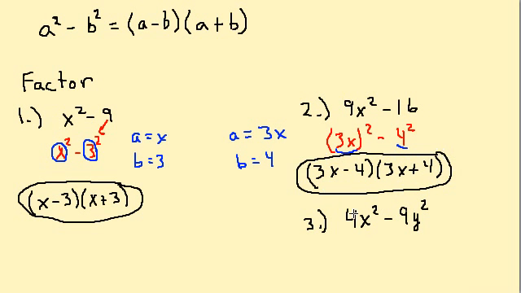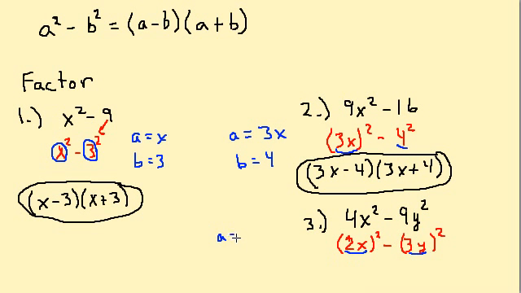Okay, let's take a look at this third one. I have 4x squared minus 9y squared. I noticed the 4x squared and the 9y squared, those are both perfect squares. Well, the 4x squared can be written as 2x squared minus, and then the 9y squared can be written as 3y squared. So once again, I can get my a and my b.